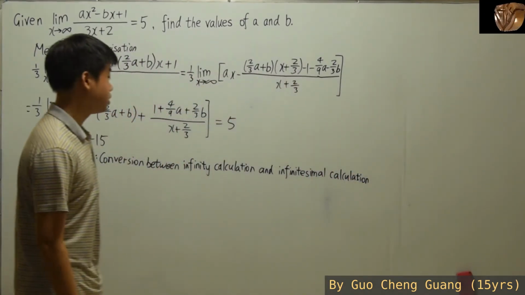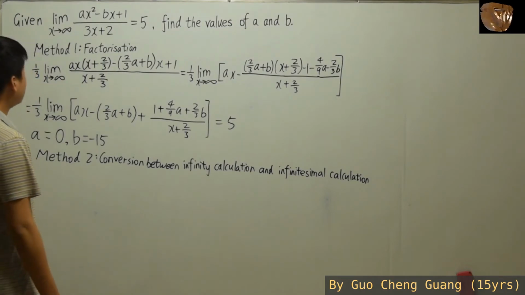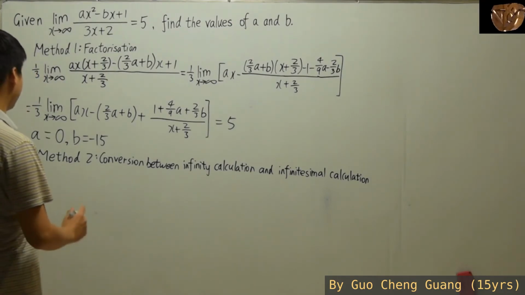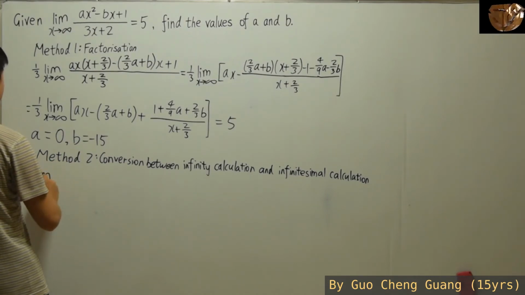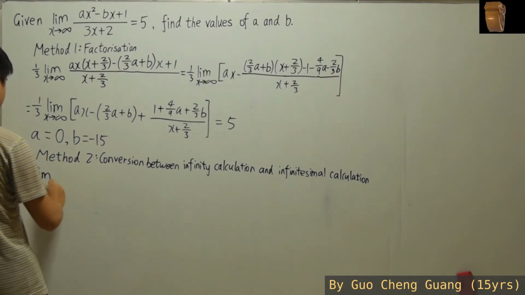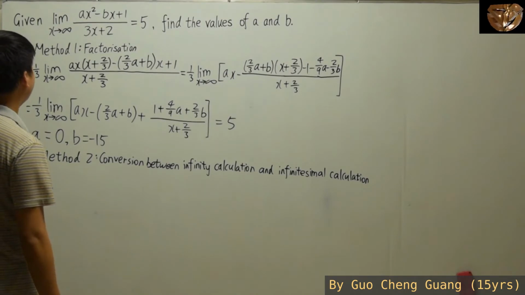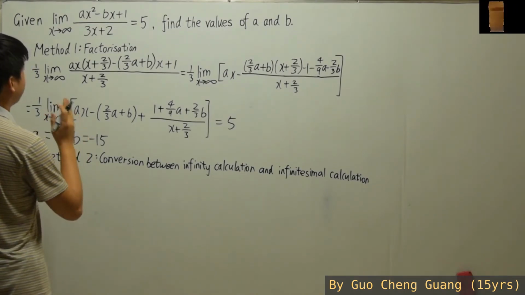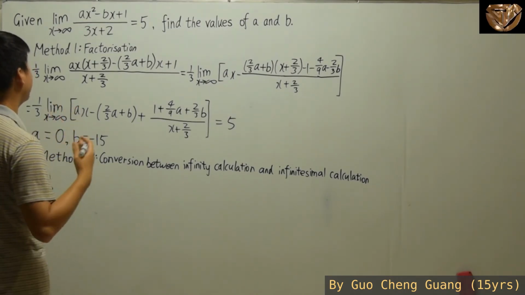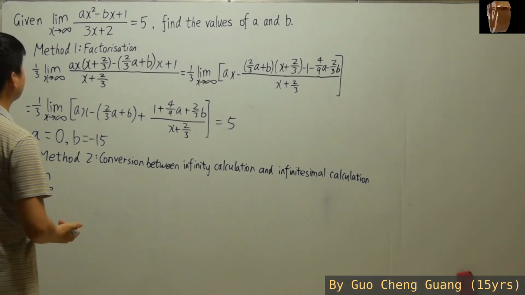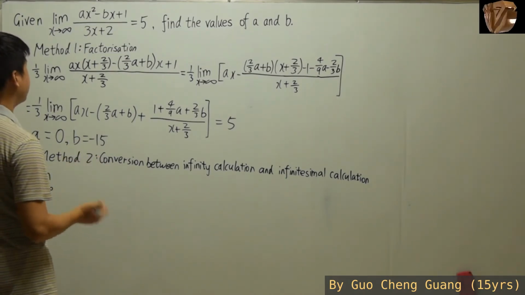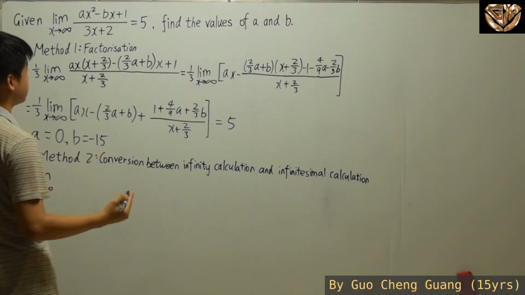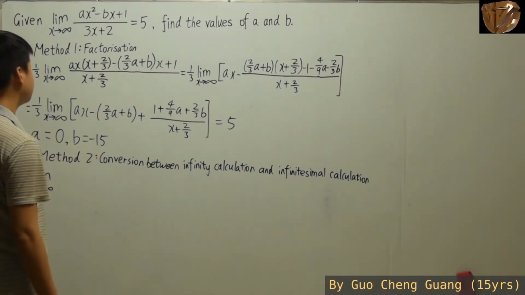Right, so this is what you're going to see for your second method. In this method, what you're going to do is divide whatever you have here, both of them, by x, alright? So what are you going to see when you divide both of them by x?